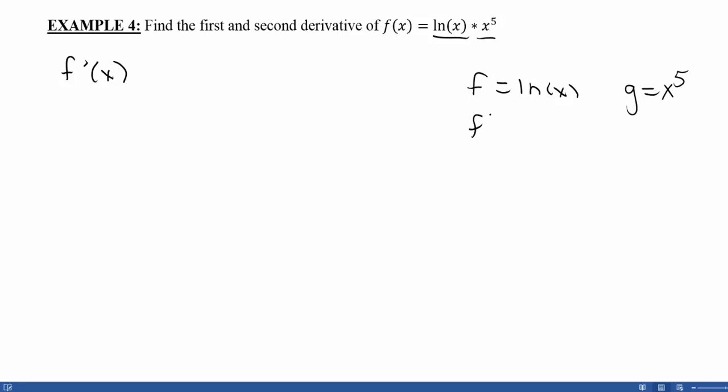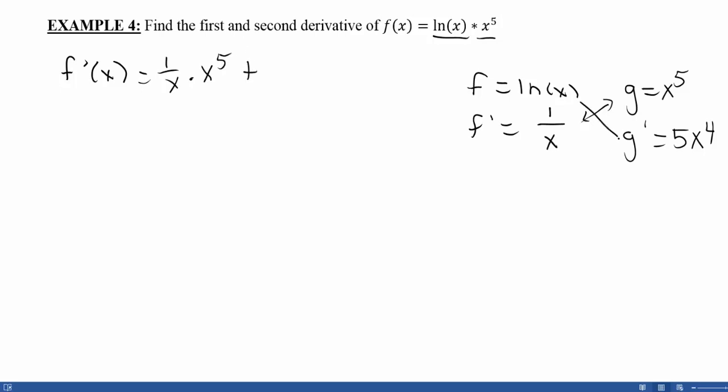From there, I'm going to find each of their respective derivatives. So the derivative of the natural log of x is 1 over x, and the derivative of x to the 5th is 5x to the 4th. Now, applying my product rule, I'm going to have f prime times g. So I have 1 over x times x to the 5th plus f times g prime. So the natural log of x times 5x to the 4th.